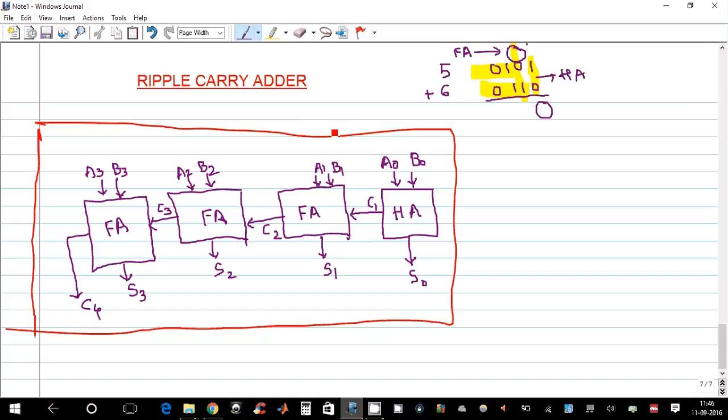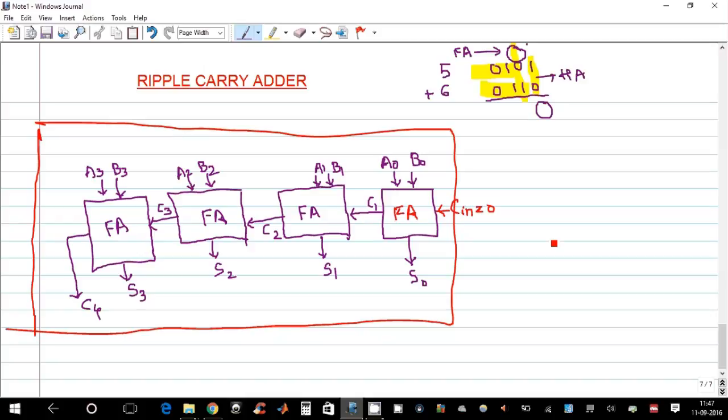Whenever we are asked to realize the ripple carry adder only in terms of the full adder, we can do one thing. Since this half adder does not require any carry, which means its carry input is 0, we can replace it with a full adder with carry input equal to 0. This is the only modification that we need to do.